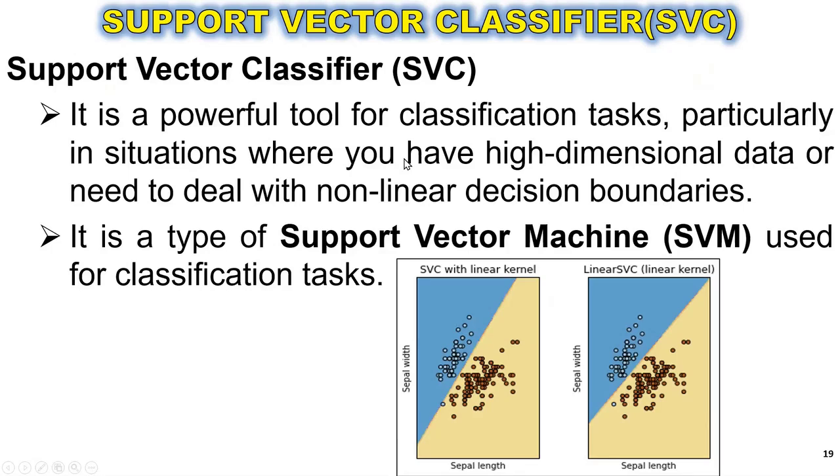The class support vector classifier, or SVC, of the scikit-learn library is what we will use to implement sentiment analysis. Support vector classifier, or SVC, is a powerful tool for classification tasks, particularly in situations where you have high-dimensional data or need to deal with nonlinear decision boundaries. The support vector classifier, SVC, is a type of support vector machine, or SVM, used for classification tasks.